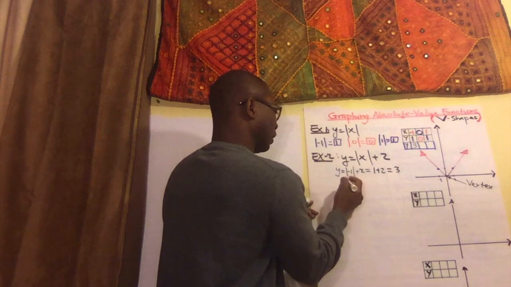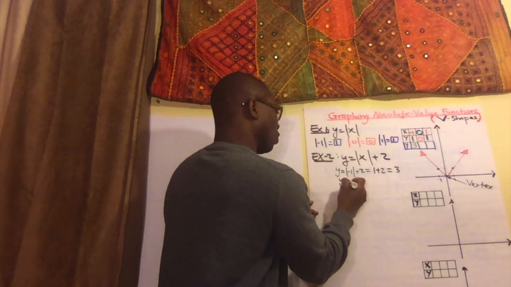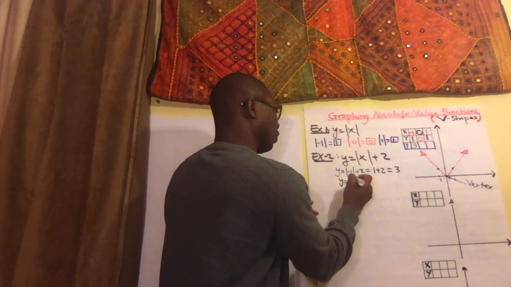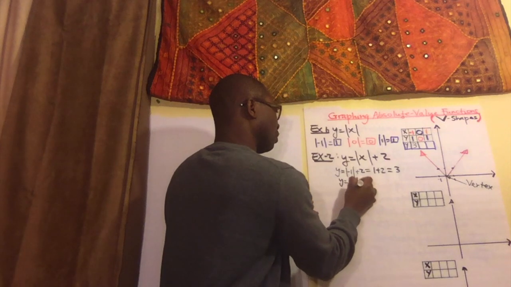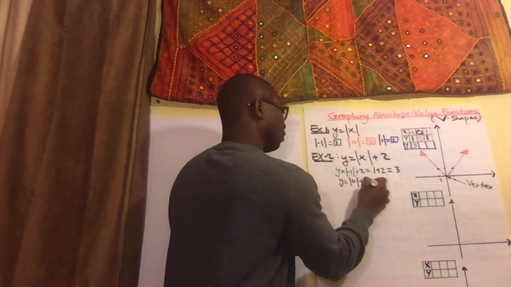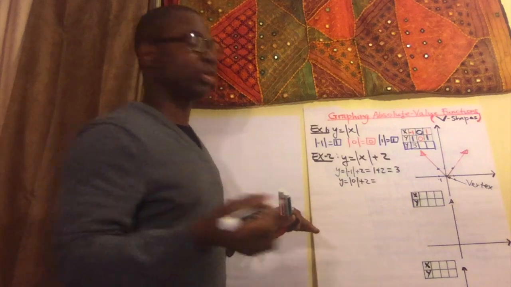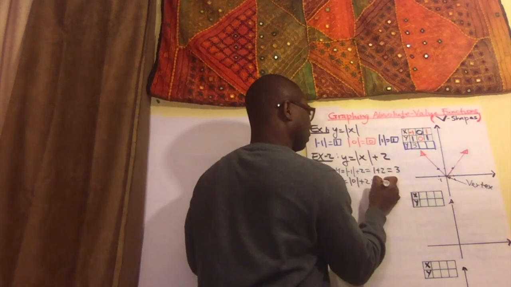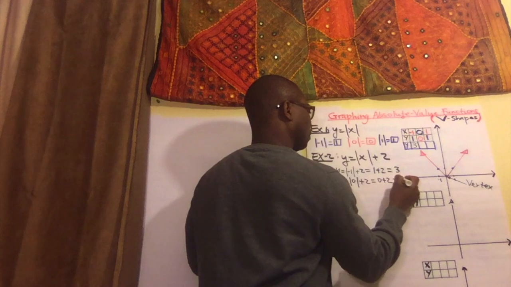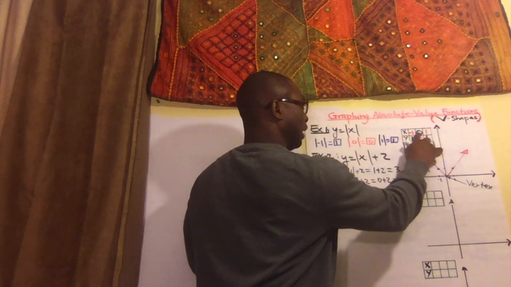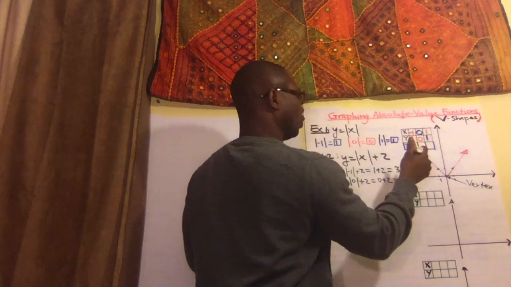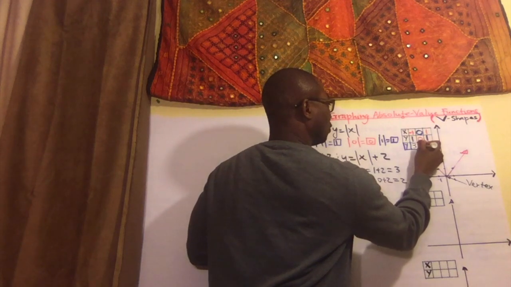If I plug in 0, then we'll have y equal to absolute value of 0 plus 2. So that will be just 0 plus 2, which is 2, right? So when x is 0, y is 2. I'll put that here, 2.